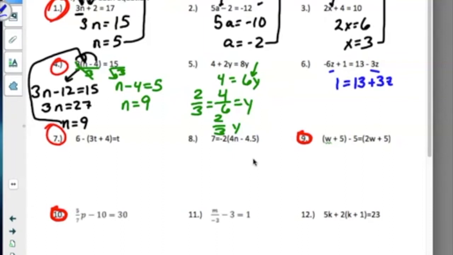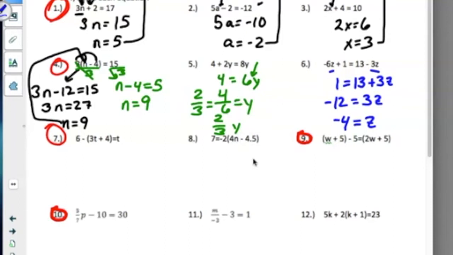I subtract 13, I get -12 is equal to 3z. I'm going to divide by 3 and I get -4 is equal to z. And I'm comfortable working that way. Whether you did it the other way or this way, -4 is our value for z all the time.